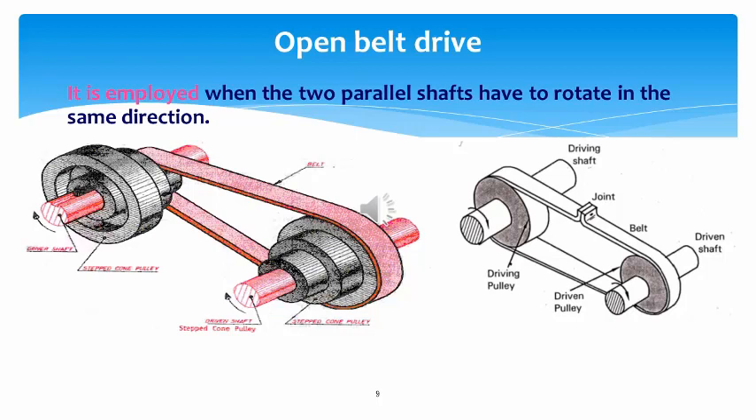Here on the left hand side there are three pulleys, hence three different speeds can be achieved between the driven and the driver. Whereas on the right hand side you have a single pulley, hence only one speed can be achieved between the driving pulley and the driven pulley. So this is a typical example of an open belt drive.